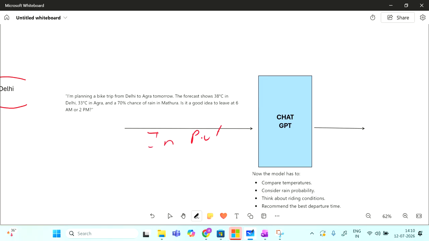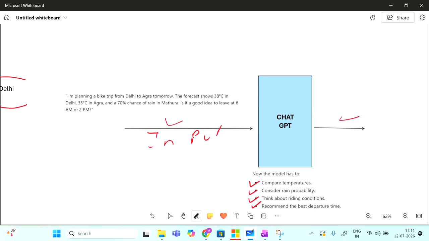Okay. Now what will my ChatGPT do? It will do some kind of reasoning. So it will compare the temperature, it will consider the rain probability, it will think about riding conditions, and then it will give me the recommended best departure time. So this is my input token, and obviously we will get an output token.